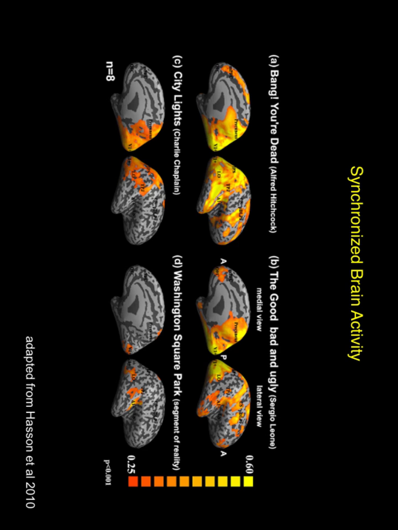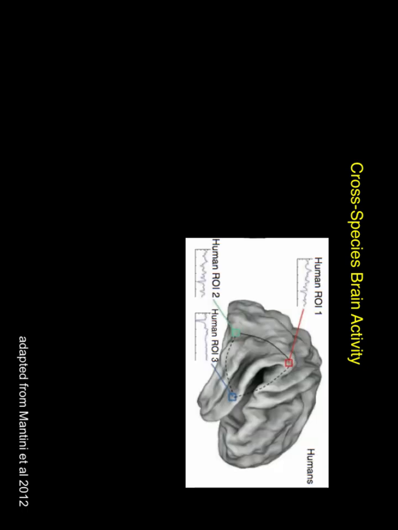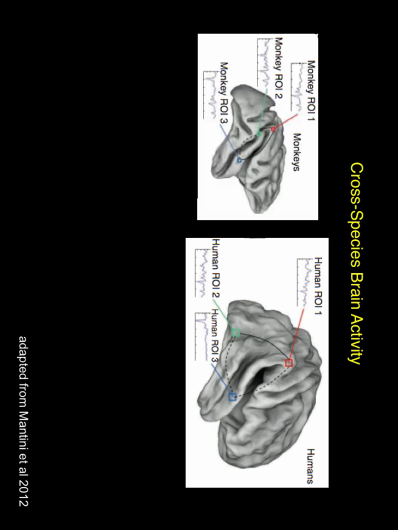And you may miss or find new things based on what stimulus you're choosing. You don't have to just do this across subjects, though. We can actually use movies as a common currency across different species. So Mantini, who's in Wim van Duffel's lab up in Boston, ran a study comparing humans to rhesus macaques.